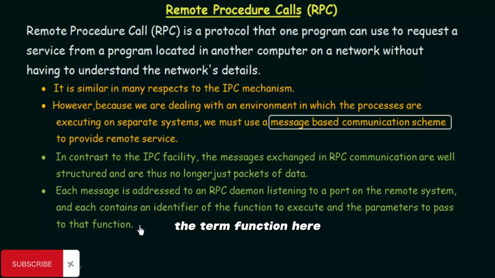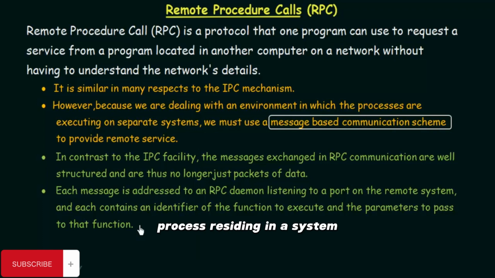Now we are using the term function here. So what is a function? When we study programming, we know what a function is. A function is a piece of code that performs a specific task. What do we need in a function? The function needs parameters, the operation is performed on those parameters, and something is returned. In case of RPC, think of this function as a service which is going to be requested by one process from another process.